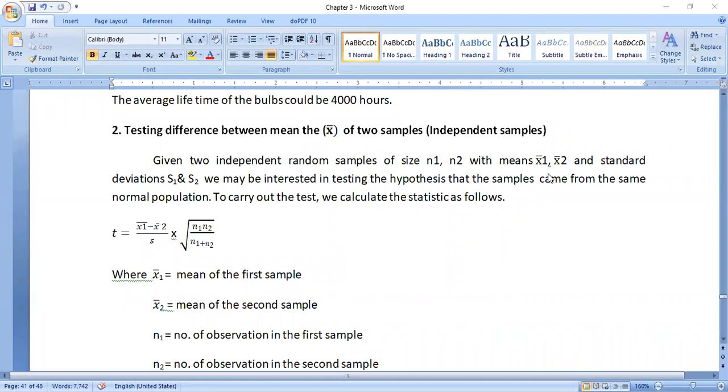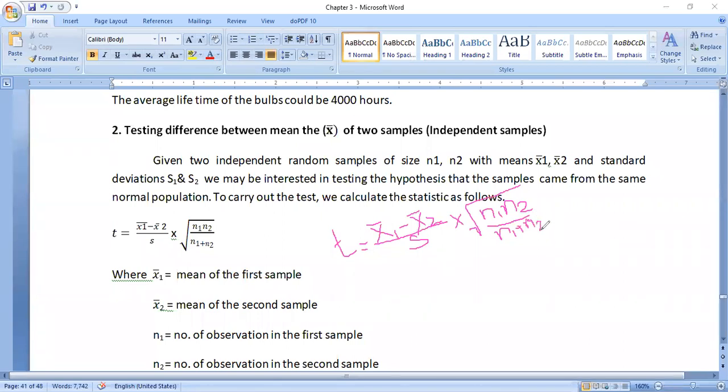Listen here, this is the formula. T is equal to x bar 1 minus x bar 2 divided by s into the square root of n1 into n2 divided by n1 plus n2. Okay, this is the formula.